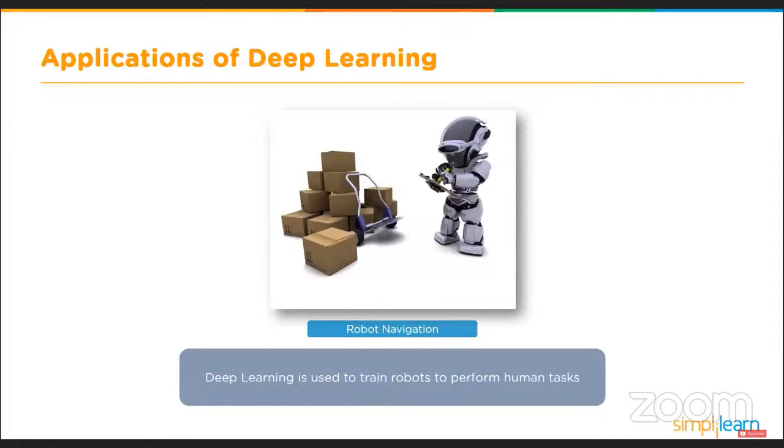What else? Robotics is another area. Deep learning is majorly used in robotics, and you must have seen nowadays robots are everywhere.